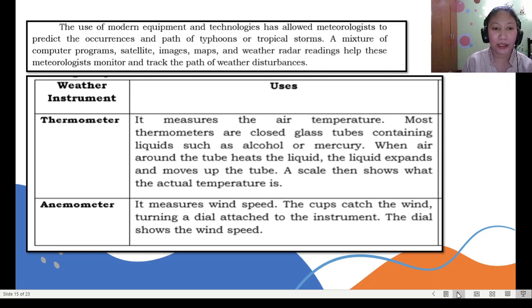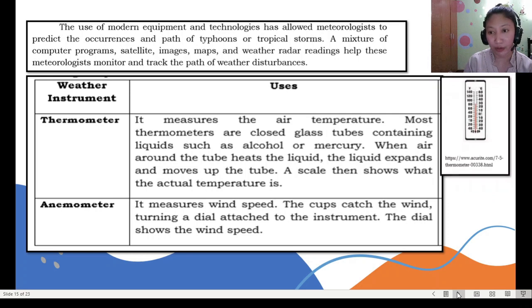So, the first one here is the thermometer. So, this measures the air temperature. It's either in degrees Fahrenheit or degrees Celsius. So, most thermometers are closed glass tubes containing liquids such as alcohol, color red yun, or mercury, color silver. When the air around the tube heats, the liquid expands and moves up the tube. So, pag mainit, umaakyat, umaangat. A scale then shows what the actual temperature is. So, ganyan yung itsura ng thermometer.